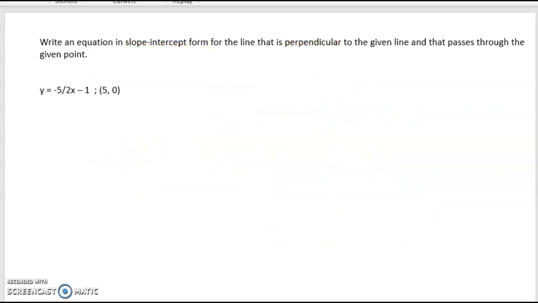So now let's look again. On this one, I need it to be perpendicular. So my slope starts out as a negative 5 over 2. So I need to do opposite, so I'm going to need a positive, and then reciprocal would be 2 over 5. Here's my x1 and y1.